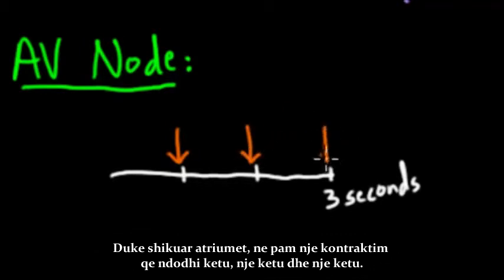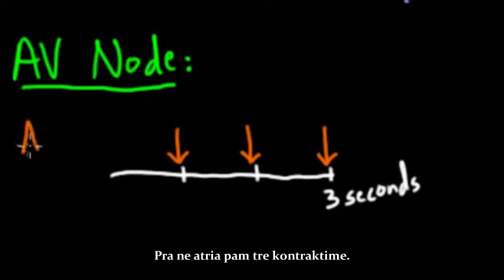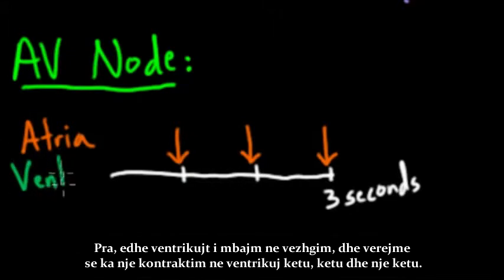And one contraction that happened right there. So the atria, as they get the wave of depolarization, are contracting now 3 times in 3 seconds. So for the atria, you saw 3 contractions. Now you do the exact same thing, but you do it for the ventricles. So for the ventricles, you just keep an eye and watch exactly what happens, and you notice that there's a contraction of the ventricles there, and again there, and one more there.